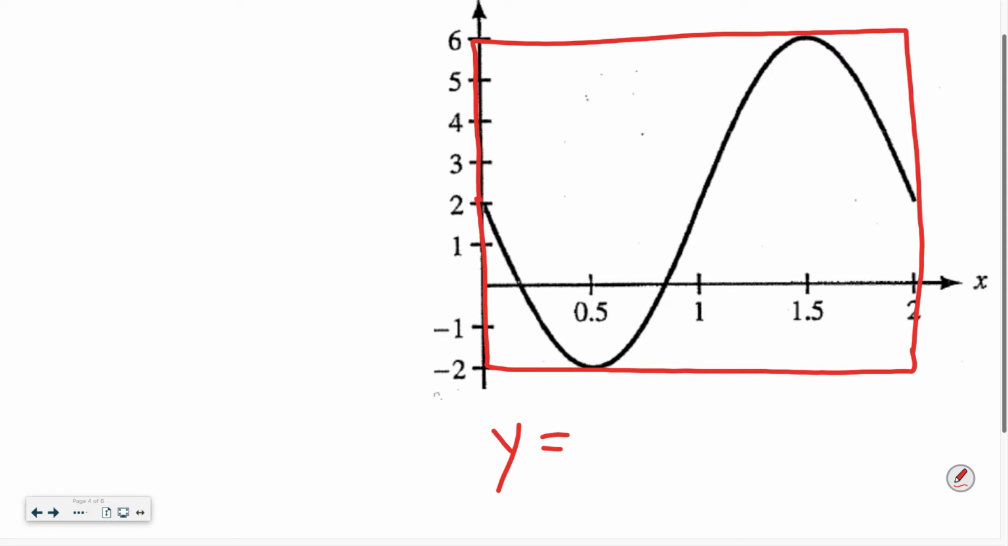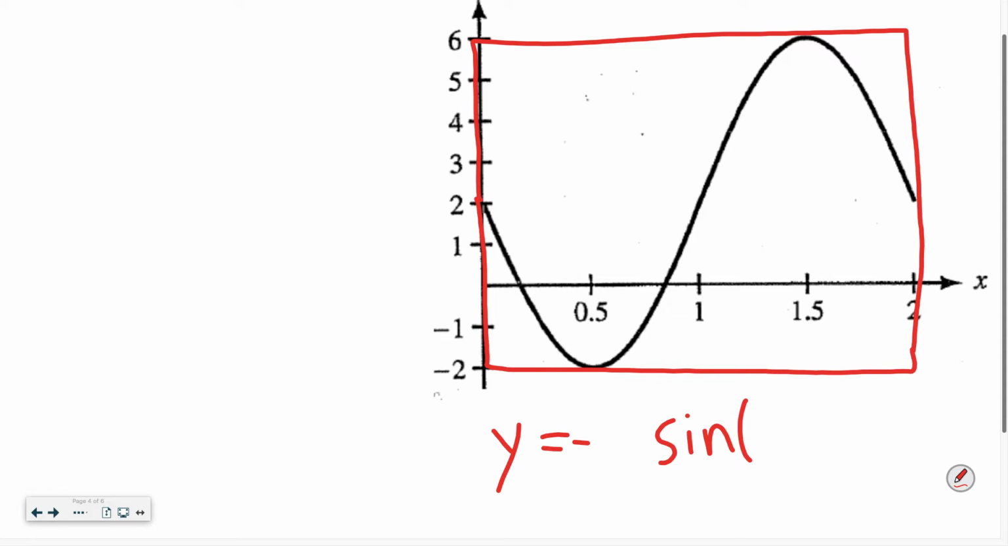Is this a sine or cosine graph? This is a sine graph. Normal or reflected? It is a reflected sine graph, so I'm going to go ahead and make sure that my A is negative because this sine goes down first instead of up.